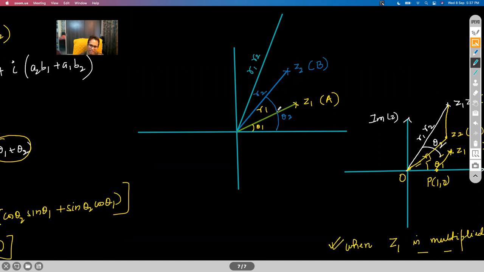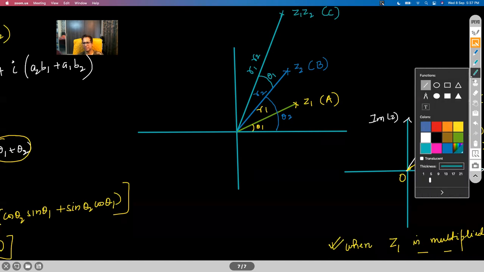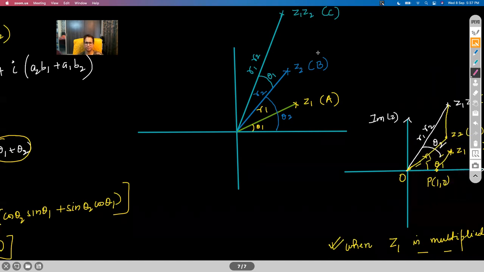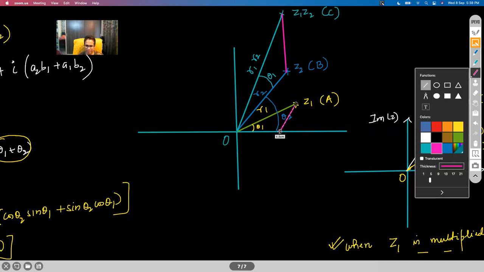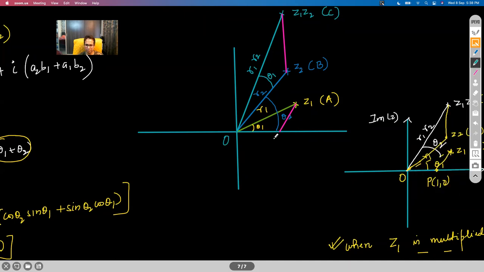So by the way, all of you please pay attention. If this whole angle is theta 1 plus theta 2, and this is already theta 2, so can I say only this part will be theta 1? Correct? So this was your location of Z1 Z2. Let me call it the C point. Now let me construct a triangle over here. One is this triangle OCB. And another triangle is this triangle OAP. Now P is a point which is actually 1, 0.